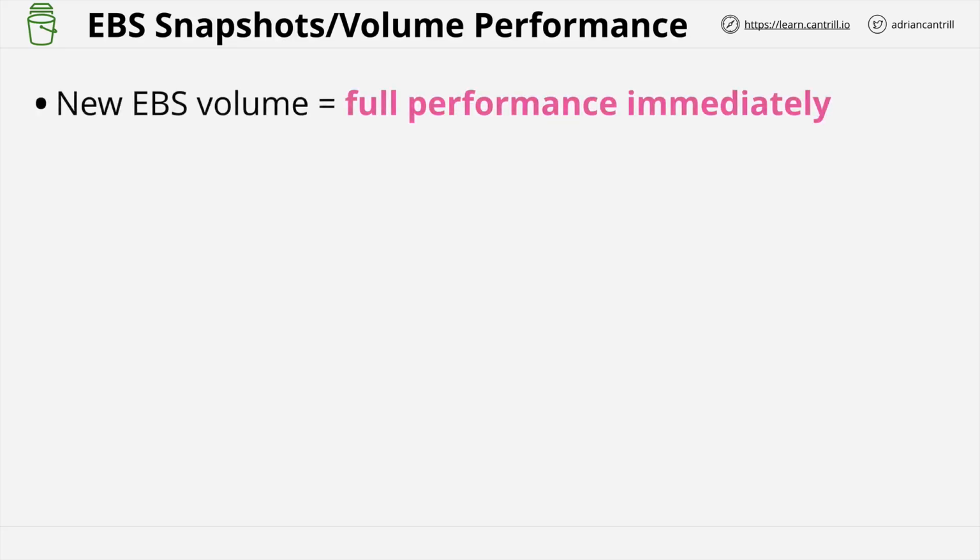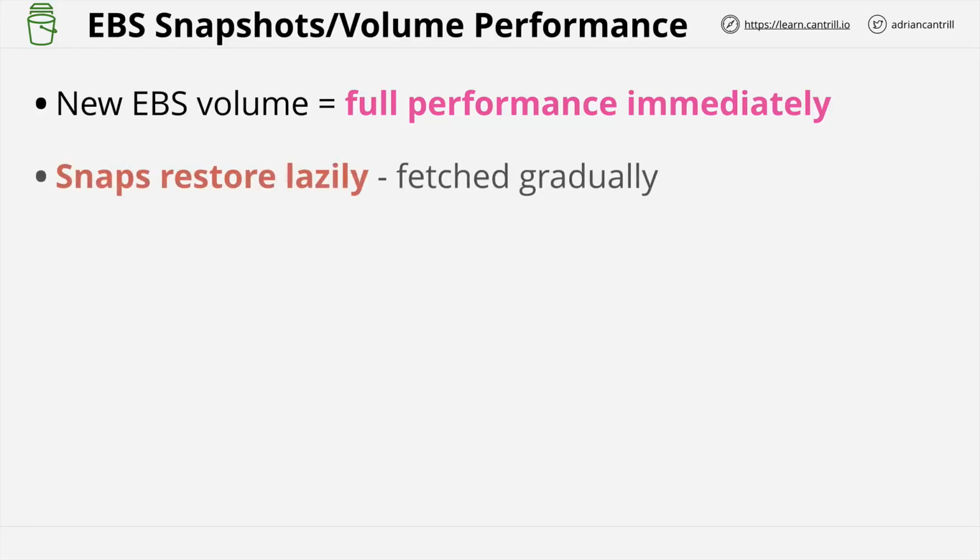Now first, when you create a new EBS volume without using a snapshot, the performance is available immediately. There's no need to do any form of initialization process. But if you restore a volume from a snapshot, it does the restore lazily.